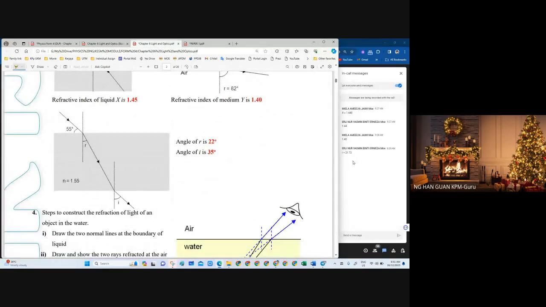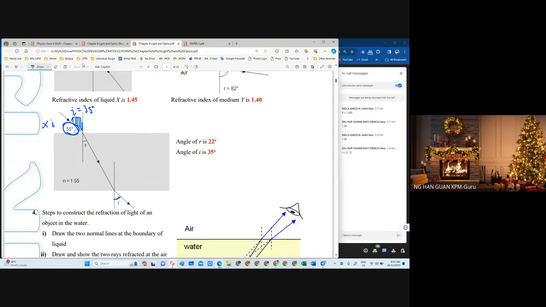Okay, so 21.72, and then the angle i will be 35. Please remember this 55 is not the angle i. Angle i must be measured from the normal line. So here the angle i will be equal to 35 degrees. And why do we know the angle i here is 35?